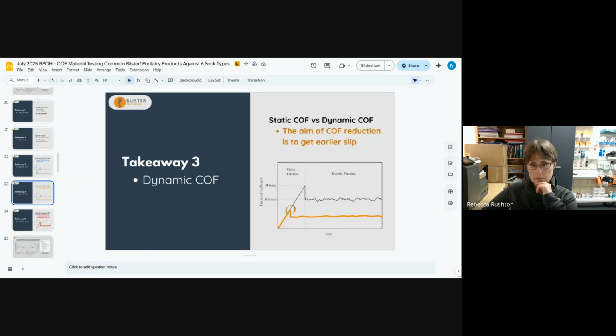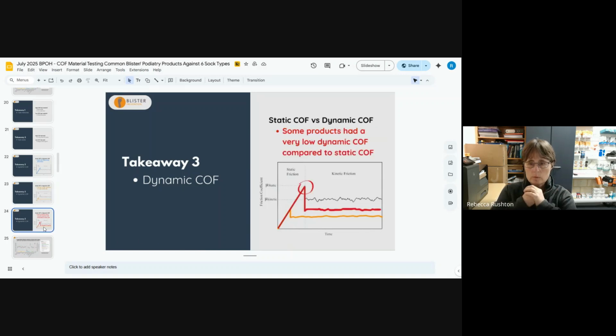The aim of blister prevention when we are looking for a reduced coefficient of friction mechanism is to get movement earlier. So if this was Engo patches, for example, there would be no slip, and then slip happens at a relatively low level of tilt. And then we've got the dynamic or kinetic friction there. So the static friction component, rather than it being here for the black graph at the top, is now only this very slight part of the equation. We're getting slip earlier, and therefore the peak of that shear deformation has been reduced.